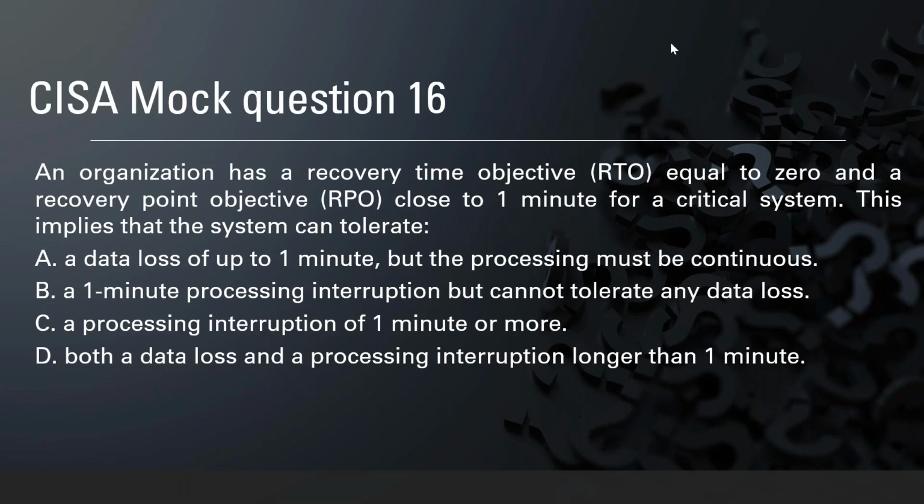An organization has an RTO equal to 0 and an RPO close to 1 minute for a critical system. This implies: the system can tolerate a data loss up to 1 minute, but processing must be continuous; a 1 minute processing interruption, but cannot tolerate any data loss; a processing interruption of 1 minute or more; or a data loss and processing interruption longer than 1 minute.